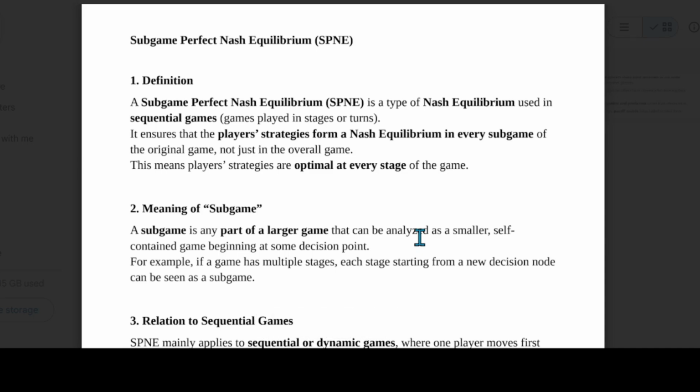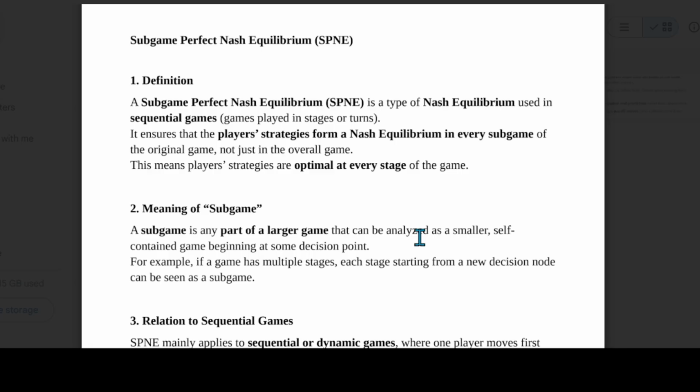Okay, so the next video is about subgame perfect Nash equilibrium. Now, what is SPNE or subgame perfect Nash equilibrium? It is basically a type of Nash equilibrium, as it says in the name. It is used in sequential games. Okay, sequential games. If you don't know what it is, it is played in stages or turns.